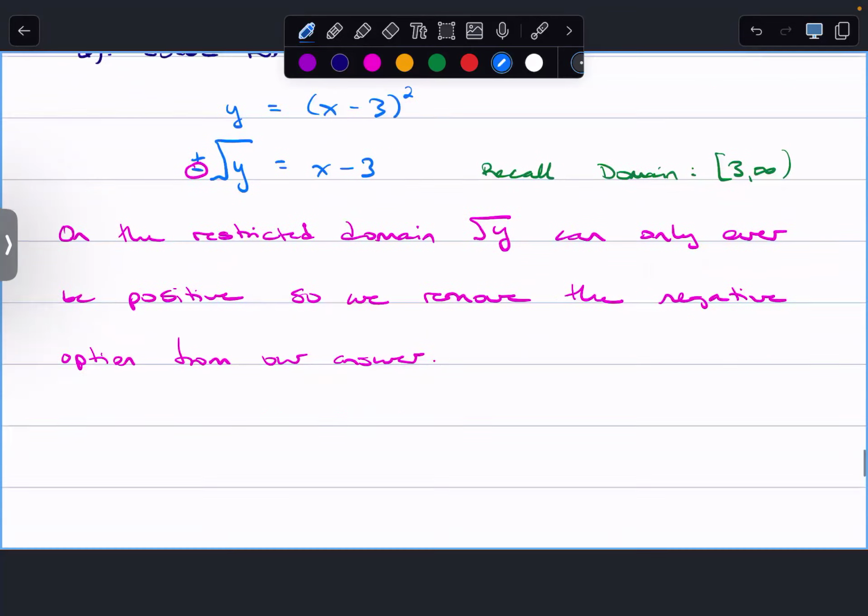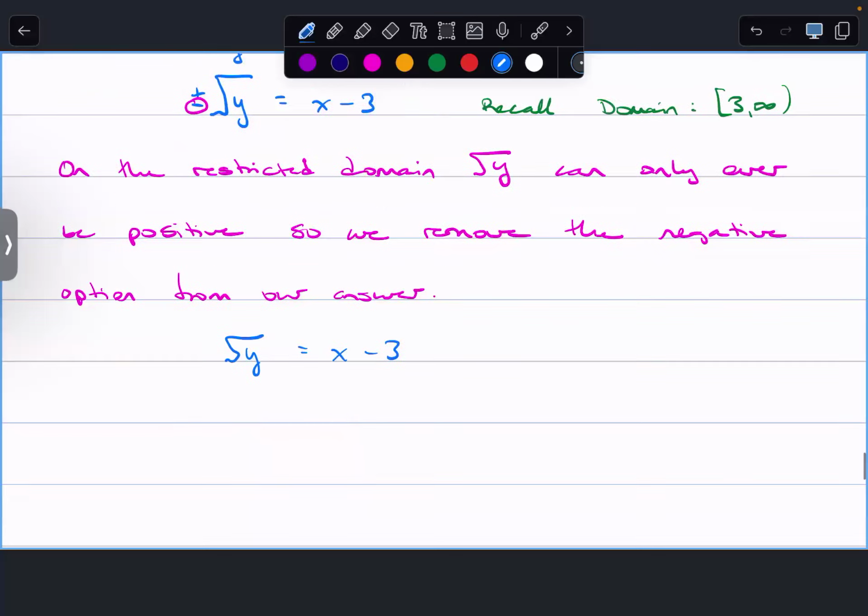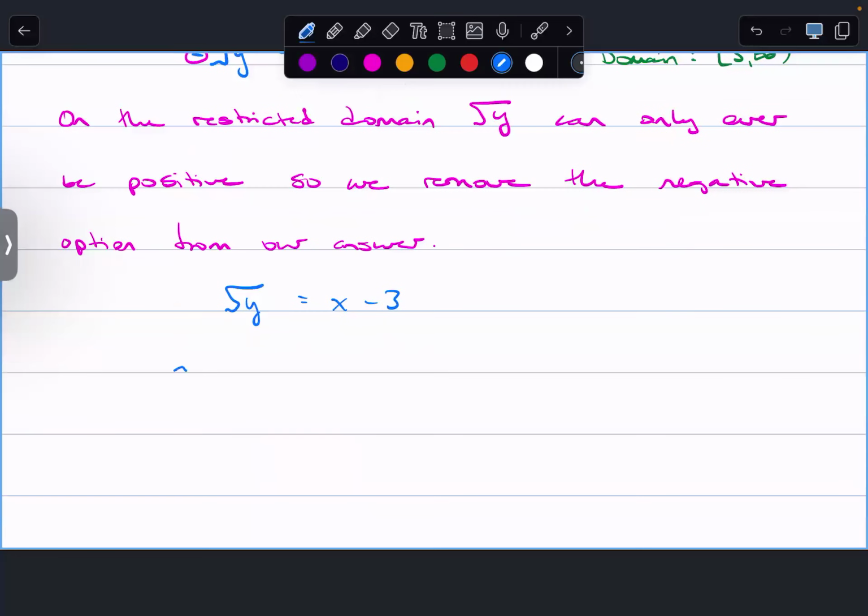So now the root of y is x minus 3. We're still trying to solve for x, but we've kind of narrowed it down a little bit, right? We don't have to deal with the plus minus root y anymore. And so now I have the root of y plus 3 equals x, or rather, x is the root of y plus 3.